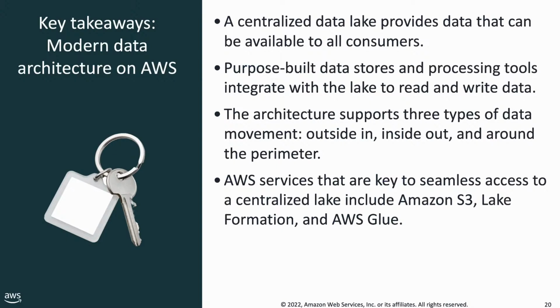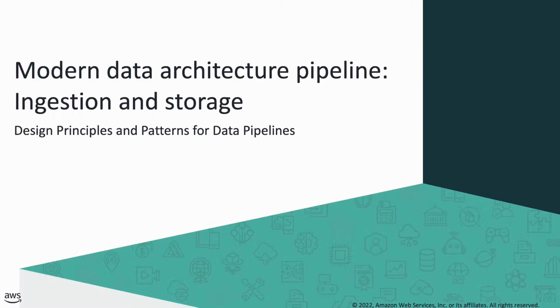So some of the takeaways here are that a data lake provides central storage and is integrated with the purpose-built data stores and processing tools. So the idea is that the data lake has essentially infinite capacity for doing whatever it is you need to do. The data moves into the data lake, that's outside in, and then from the data lake to other stores, this is inside out. And it might also move directly from purpose-built stores around the perimeter. Amazon S3 provides the data lake, and Lake Formation and Glue will provide the seamless access.